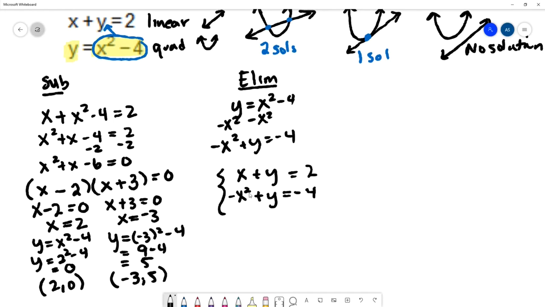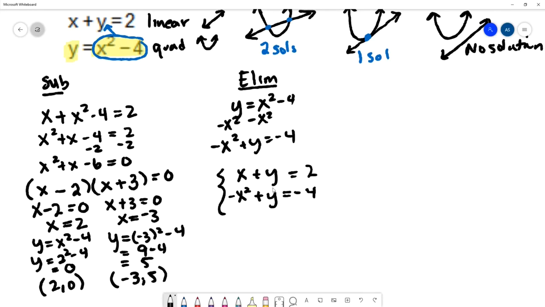Now we're going to figure out which variable to eliminate. You can only eliminate variables that have like terms. The x and the x squared, even though they're the same variable, they're not like terms, so we cannot eliminate x.